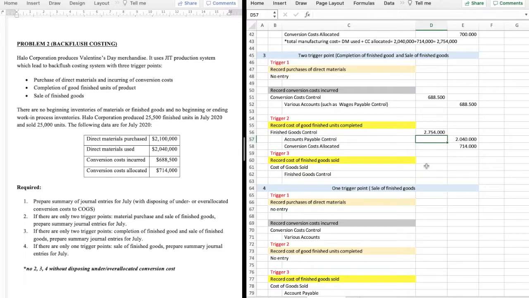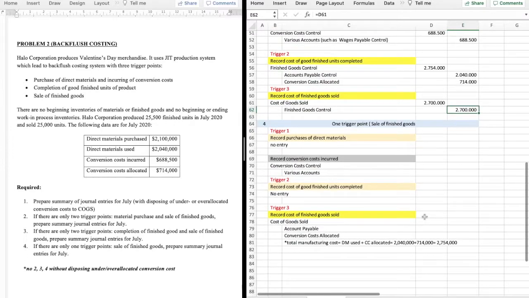And the third trigger is to record the cost of goods sold. In the debit side, we have cost of goods sold, and in the credit side, we have finished goods control. But remember that not all the units produced are sold, so that is why you have to again divide this 25,000 by 25,500, and multiply it with the finished goods control here. So the amount of the finished goods that is processed to cost of goods sold is only 2.7. Okay, that's for number 3.